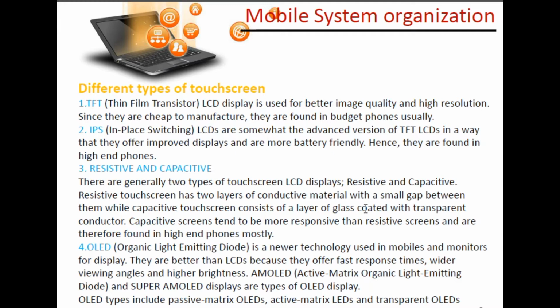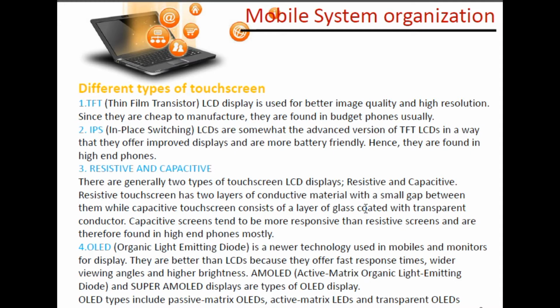The second display is IPS, in-plane switching. This LCD is a somewhat advanced version of the TFT LCD, in a way that it offers improved display and is more battery friendly. Hence they are found in high-end phones, or we can say expensive phones. So students, make sure you underline this particular line: it is battery friendly, meaning it consumes less battery.